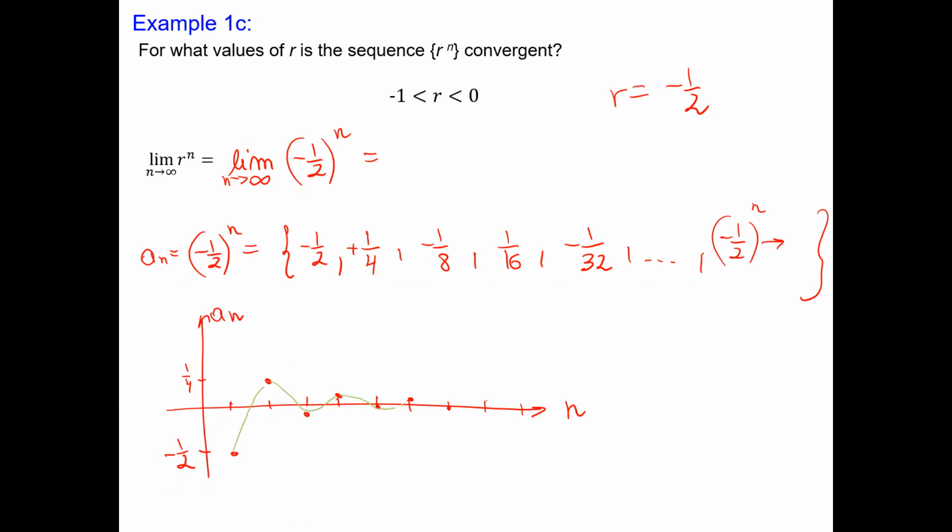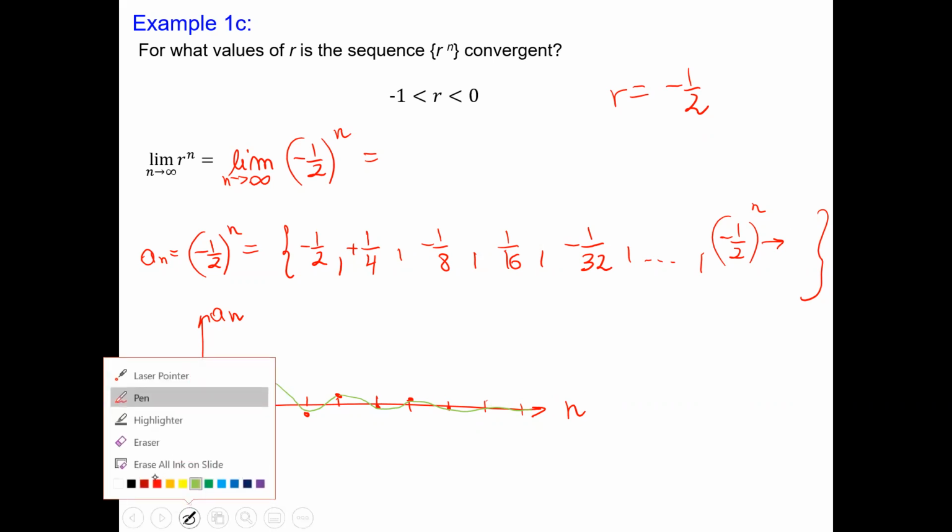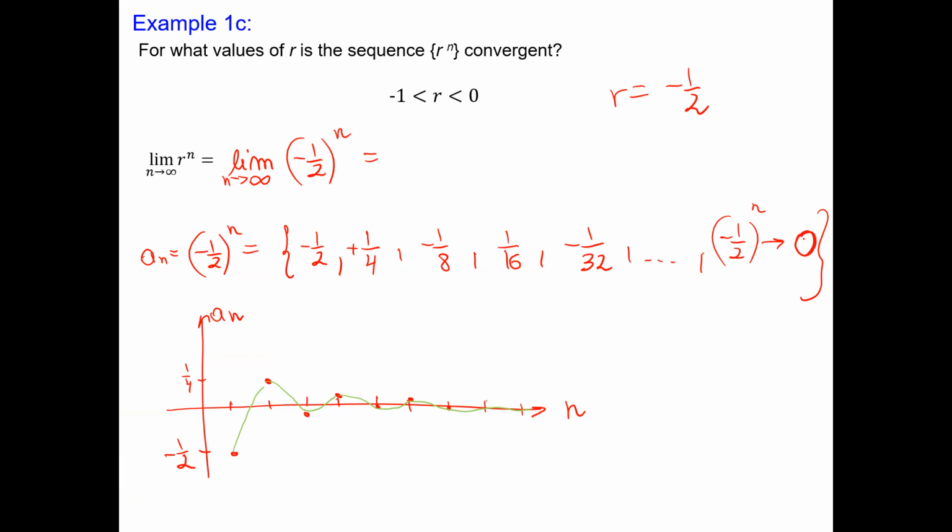Of course, the magnitude, the absolute value of these terms, is getting smaller and smaller. But the original sequence is alternating between positive and negative. The numbers are still approaching 0, because we can nicely see that snake, that green line, getting closer and closer to 0. So we can definitely say this limit is 0. This sequence converges to 0.